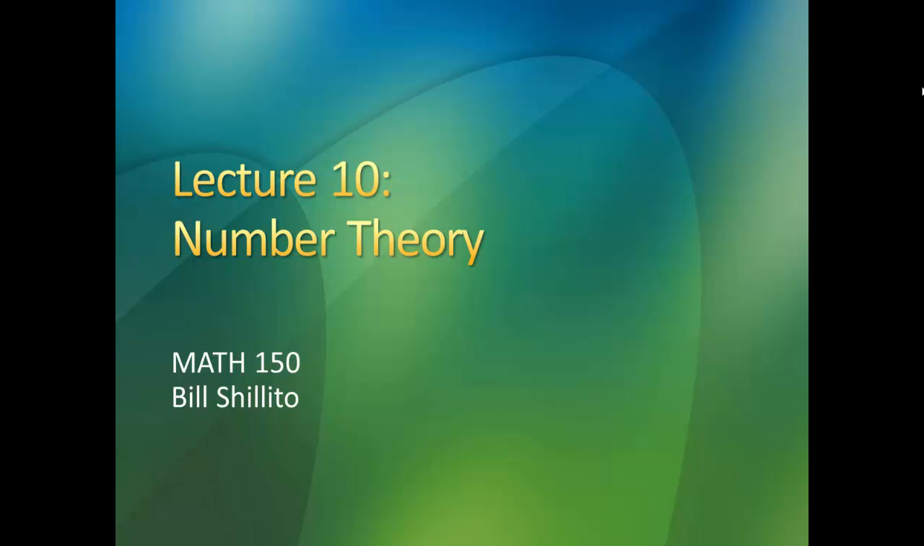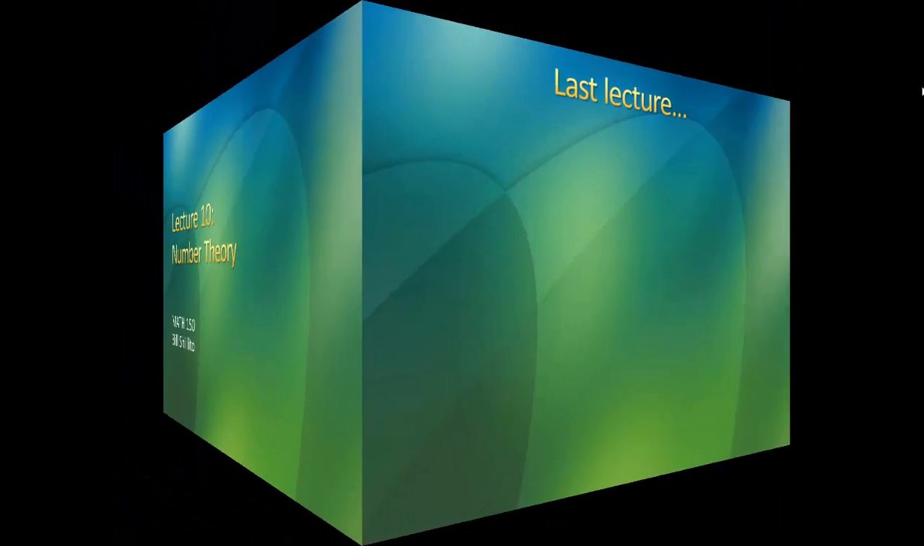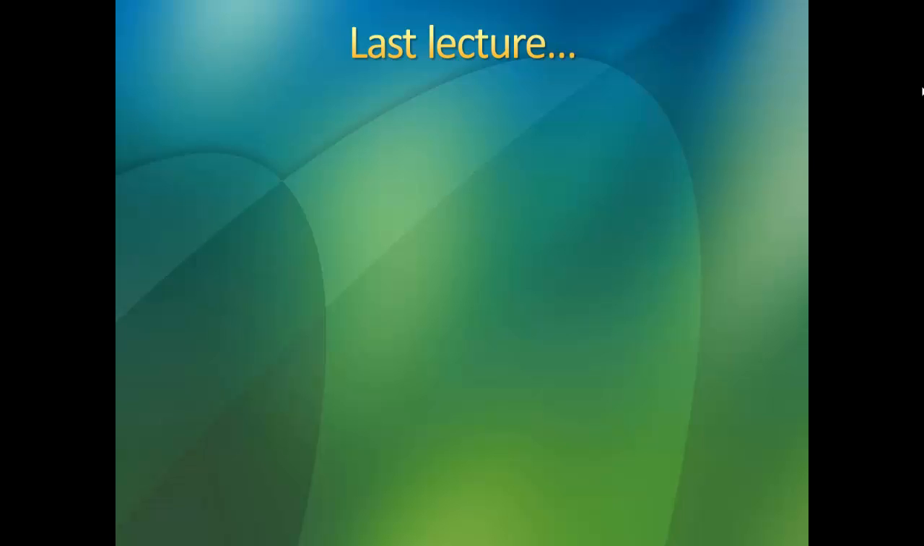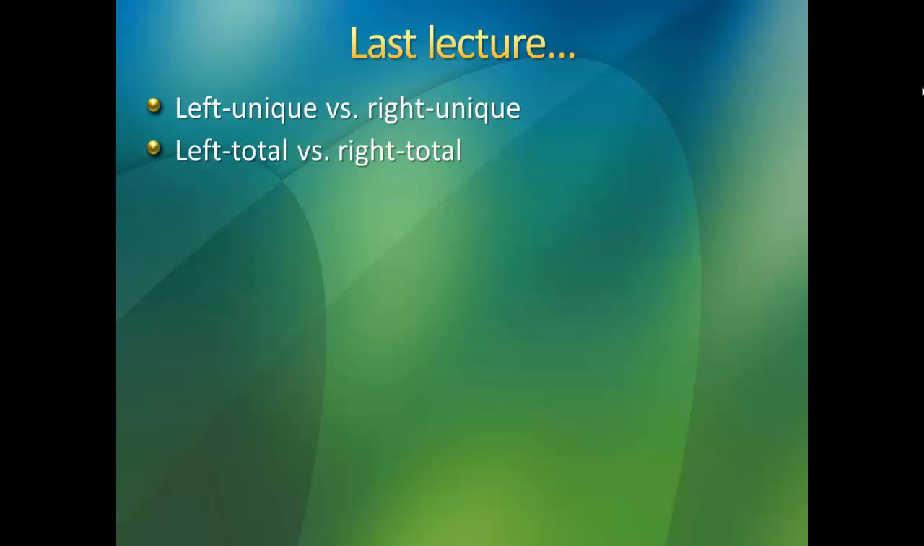Welcome back to Introduction to Higher Mathematics. In our last lecture, we dug a bit deeper into relations. We defined relations that are left unique versus right unique, relations where you always know where you came from versus you always know where you're going, and left total versus right total, where the domain has nothing left out versus the codomain has nothing left out.